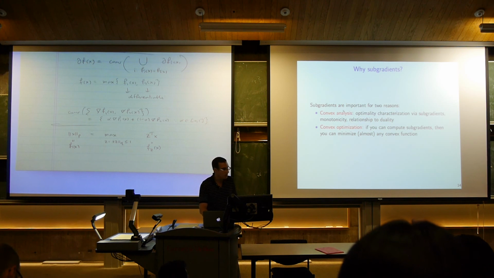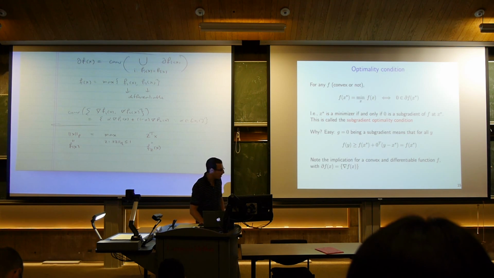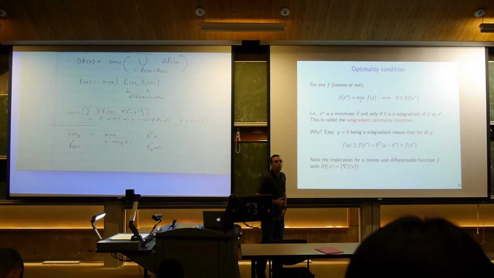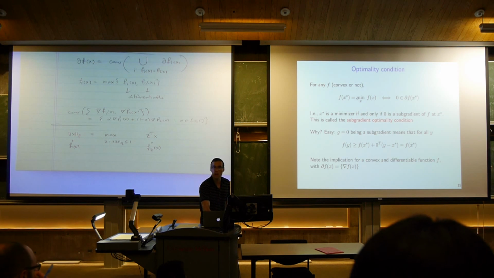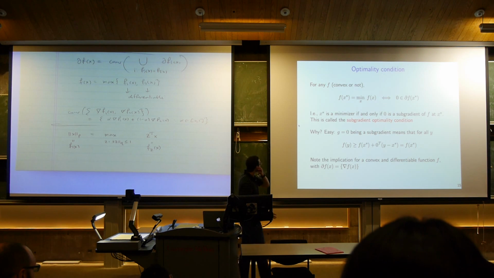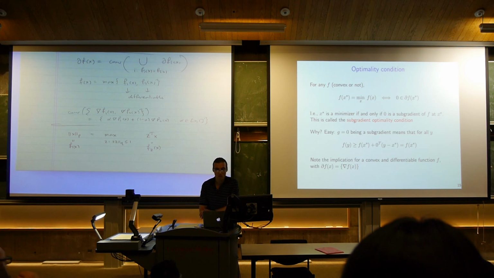Another aspect that's very important is convex analysis, and we'll return to that when we talk about optimality and duality and all that stuff. But here's a little preview. For any function, convex or not, it can be the weirdest, most non-convex function you could write down, you've minimized your function at the point x star if and only if 0 is in the subdifferential of f at x star. So this is true for every function, convex or not. Just to rephrase, x star is a minimizer if and only if 0 is a subgradient of f at the point x star. This is often called subgradient optimality.